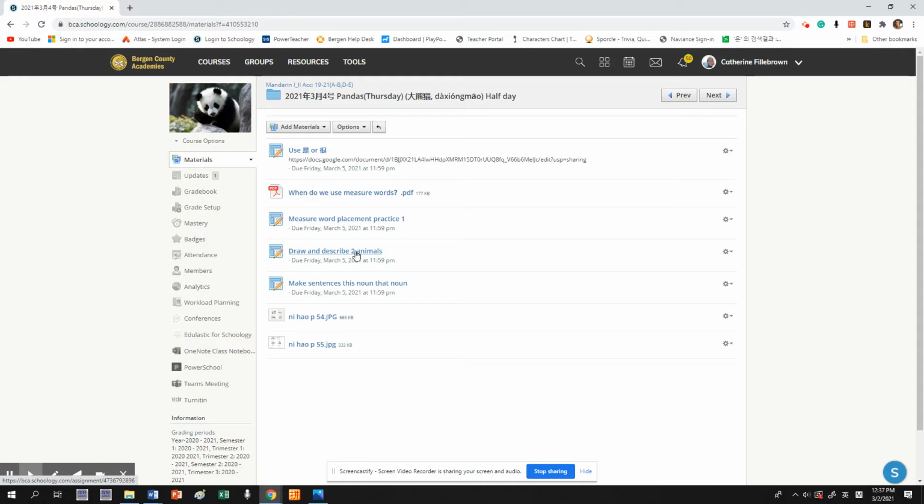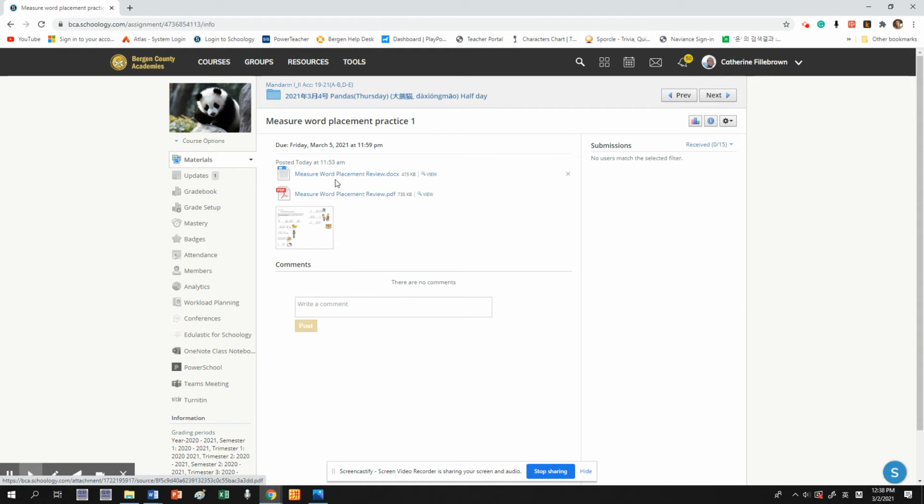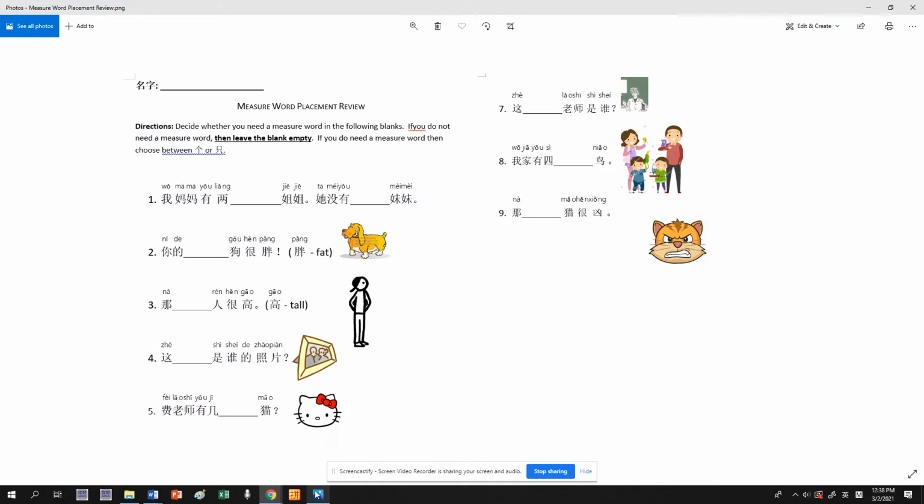The first activity you're going to do is a measure word placement practice. If you click on this assignment, it's available in 3 different formats, a Word doc, a PDF, or an image. I'm going to open it as an image file. It wants you to decide whether you should add a measure word or don't add a measure word. If you don't need a measure word, then leave the blank empty. If you do need a measure word, then choose between 个 or 只. There are no tiaos or p's in this activity.